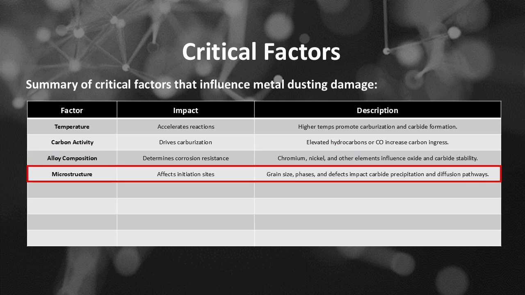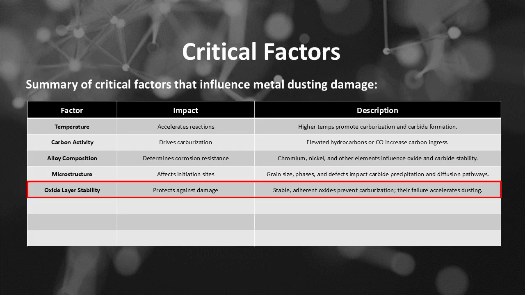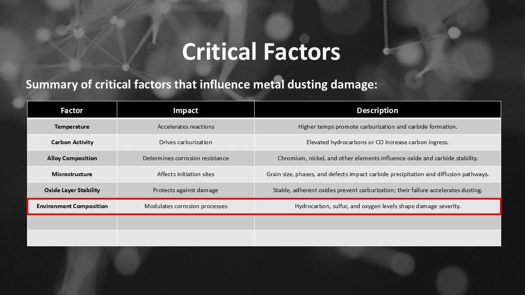The factor is microstructure, and its impact is that it affects initiation sites. It is described as grain size, phases, and defects impact carbide precipitation and diffusion pathways. The factor is oxide layer stability, and its impact is that it protects against damage. It is described as stable, adherent oxides prevent carburization, and their failure accelerates dusting. The factor is environment composition, and its impact is that it modulates corrosion processes. It is described as hydrocarbon, sulfur, and oxygen levels shape damage severity.